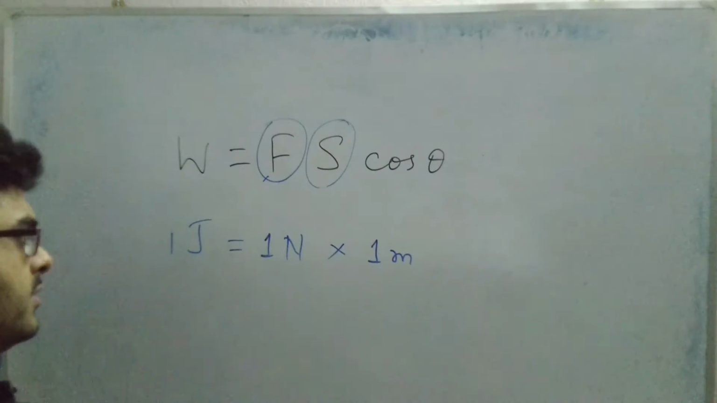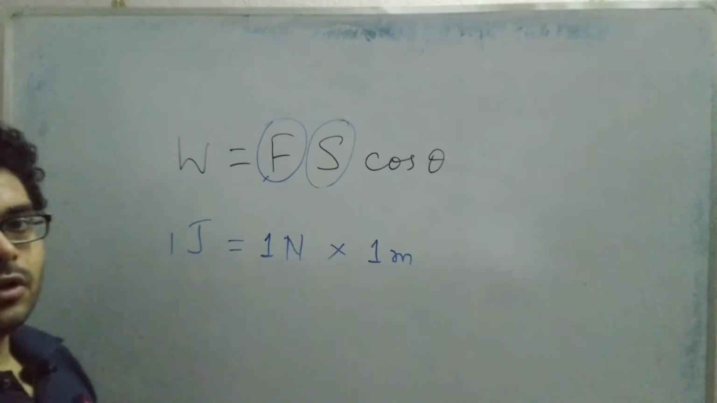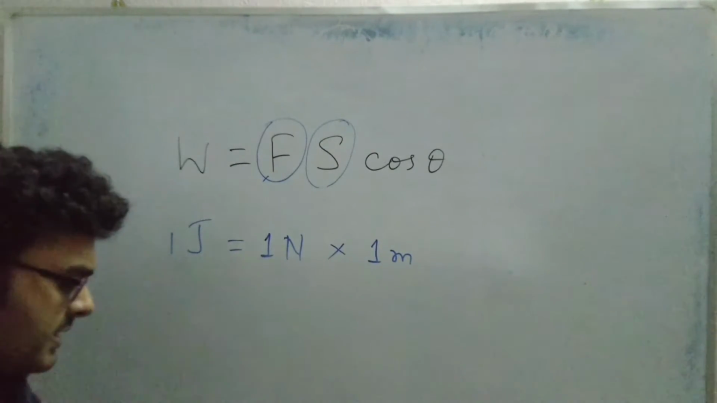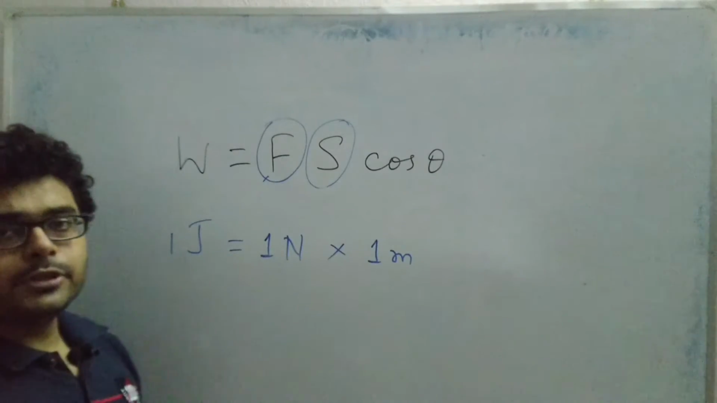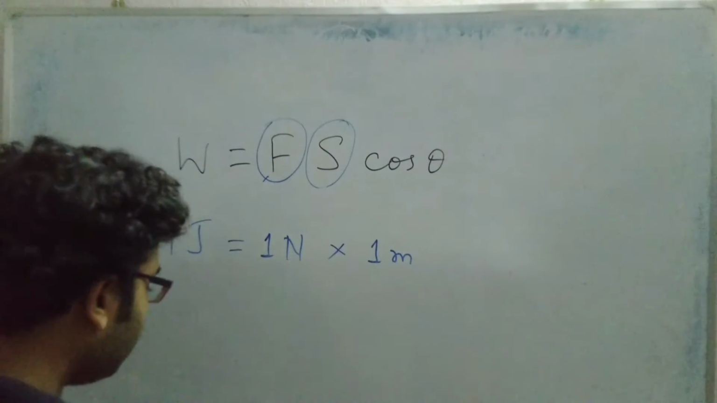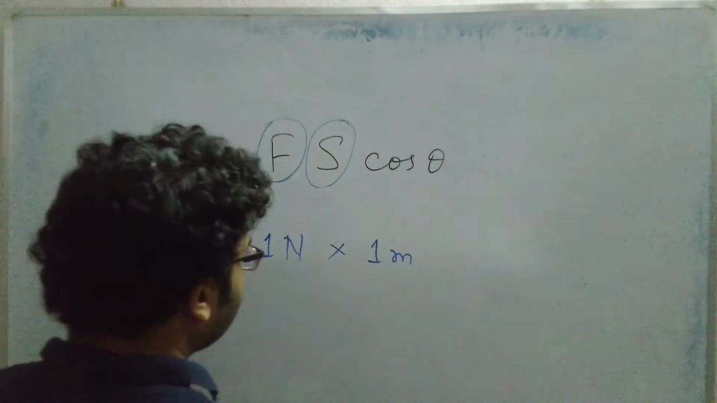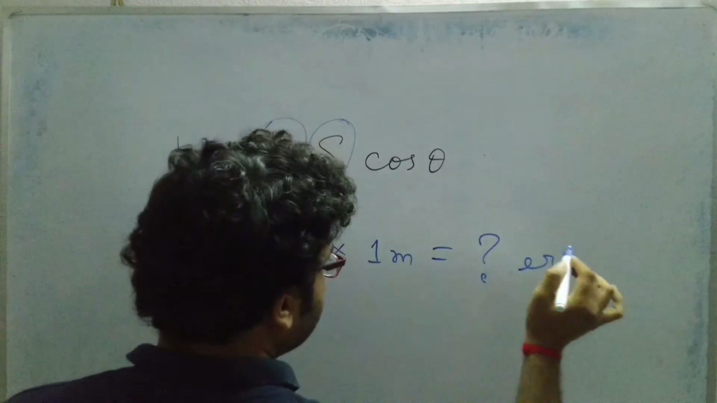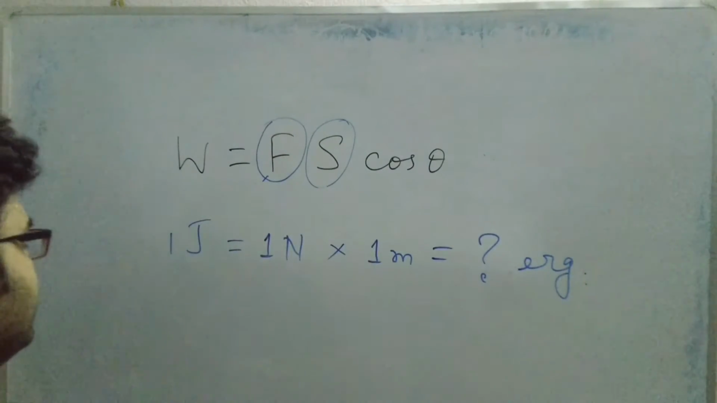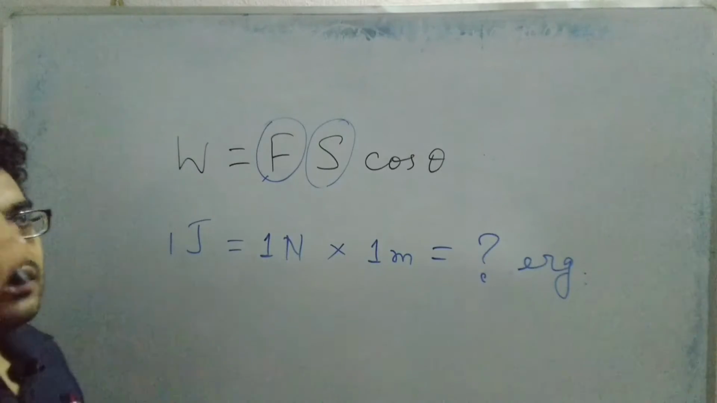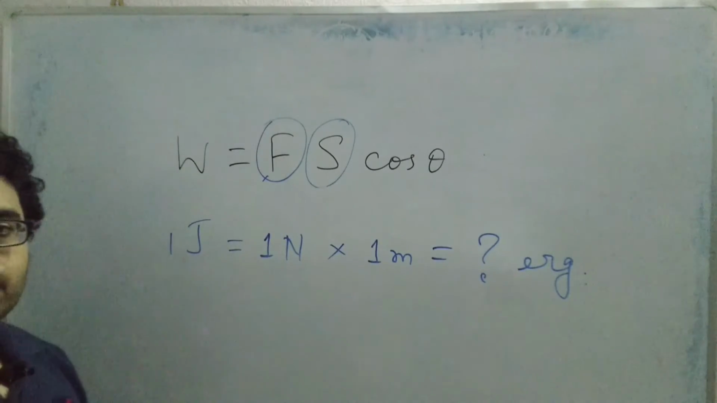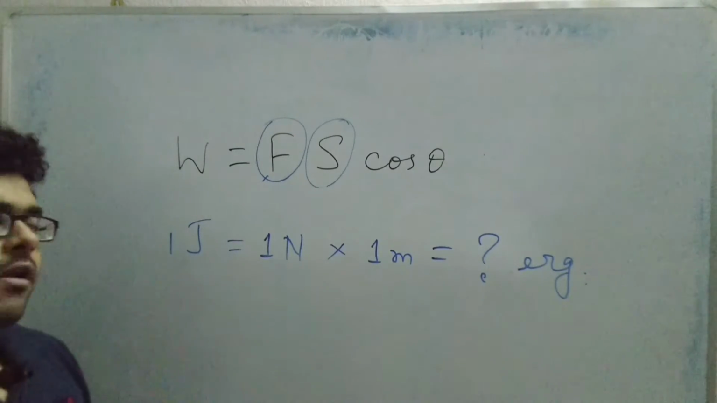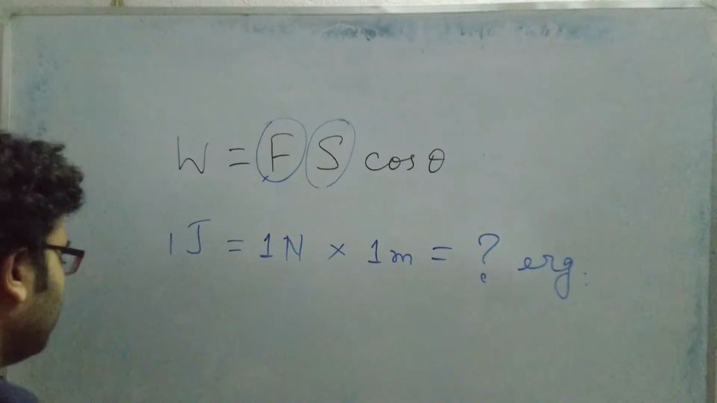So I think everybody can understand now the definition of 1 joule. It is rather very easy. Now if I ask, what is the relation between 1 joule and erg? So how much erg is 1 joule? Can anybody think of? This is also very easy, as we have derived the relation between 1 Newton and 1 dyne. Likewise, you can also derive the relation between 1 joule and erg. So how can we derive the relation?